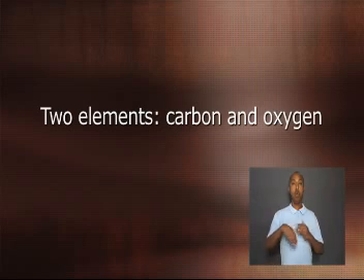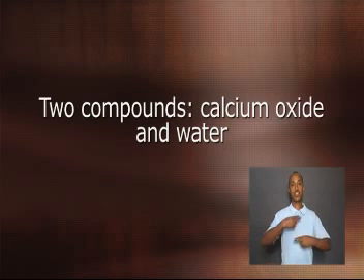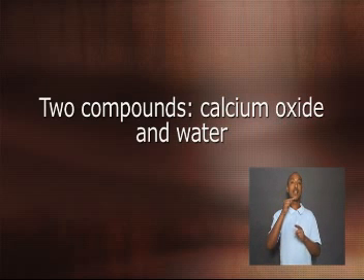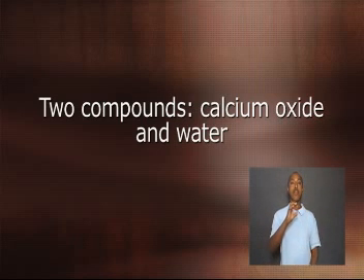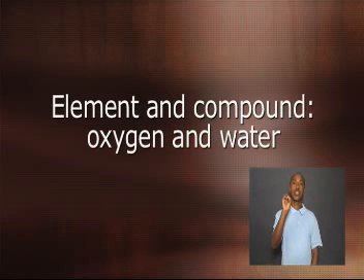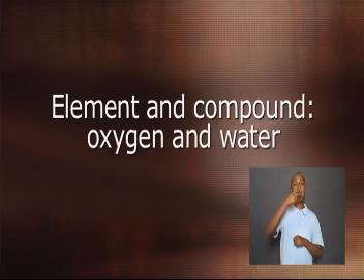How about an example of 2 compounds in a combination reaction? Calcium oxide, which is another name for quicklime, combines with water to produce calcium hydroxide. An example of an element and a compound in a combination reaction: oxygen, an element, combines with water, a compound, to produce hydrogen peroxide.